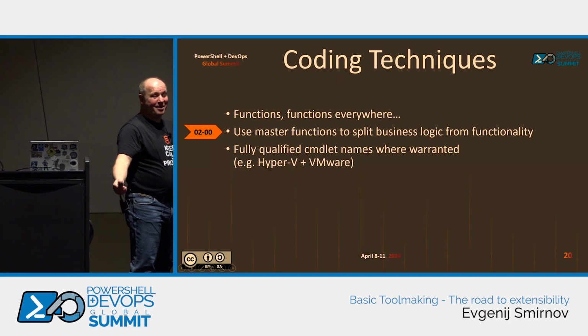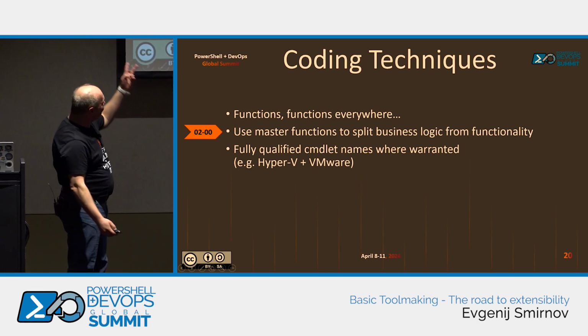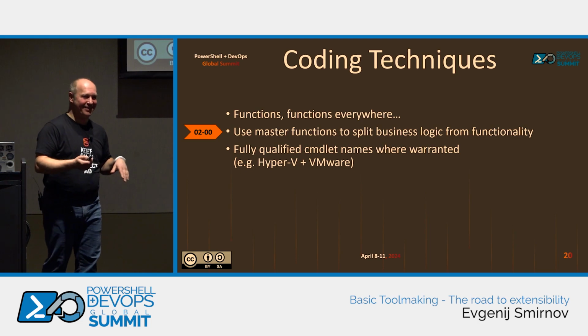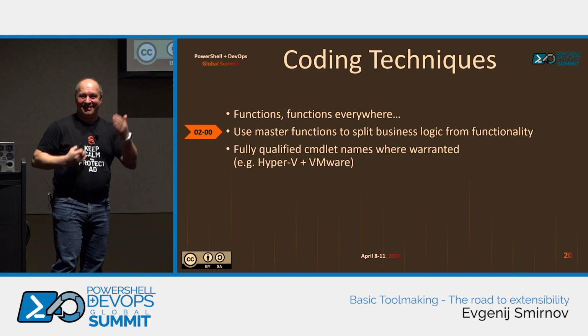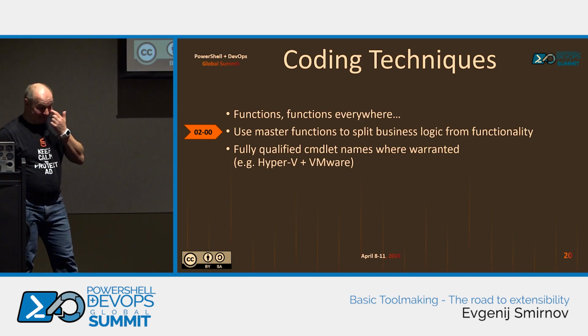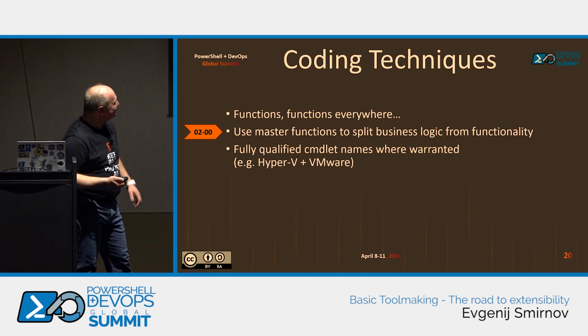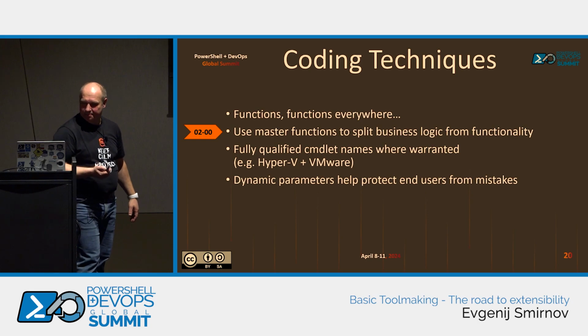Fully verified commandlet names were warranted by the underlying technology. VMware and Hyper-V is the best example that I can think of. Both have get-VM. So, whichever got loaded first. Usefully qualified where you expect overlaps.